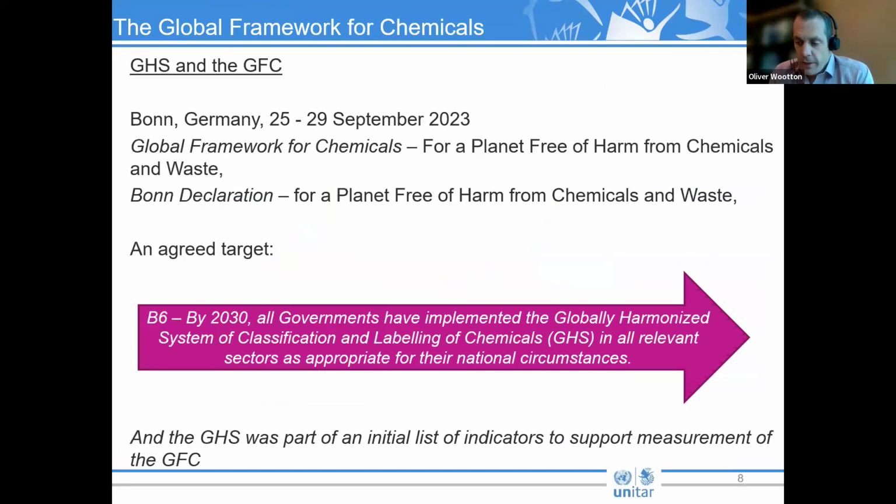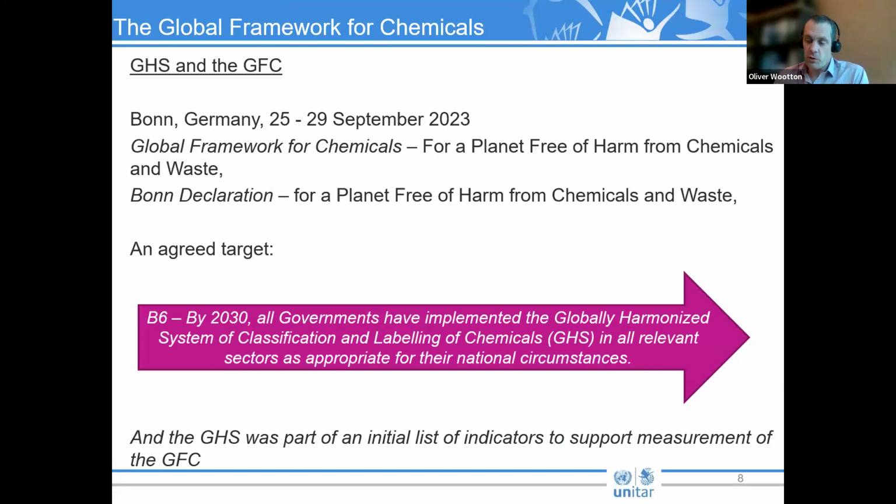One of the great supports for that, we certainly hope, is the new global framework on chemicals. So there was much effort in the lead up to the conference in September last year in establishing a target on the GHS. We and many other stakeholders were very pleased that there was finally an agreed target, target B6, that by 2030, all governments have implemented the globally harmonized system of classification and labeling of chemicals in all relevant sectors as appropriate for their national circumstances.